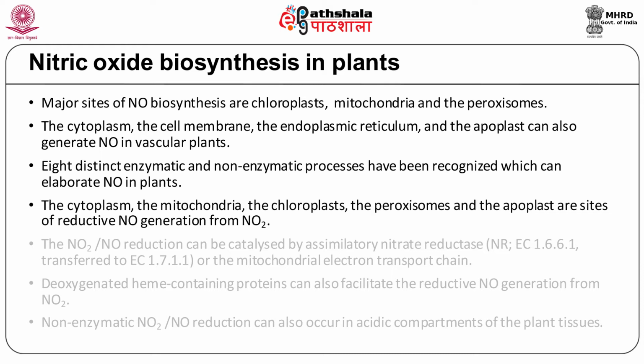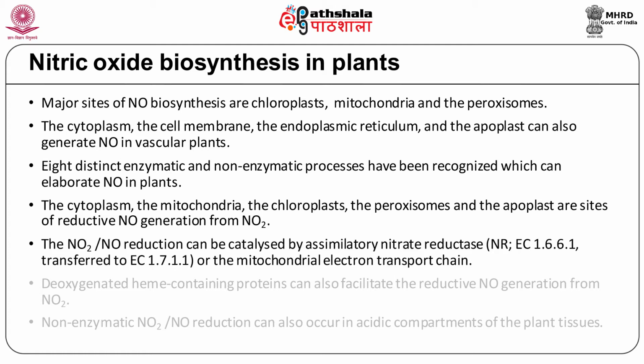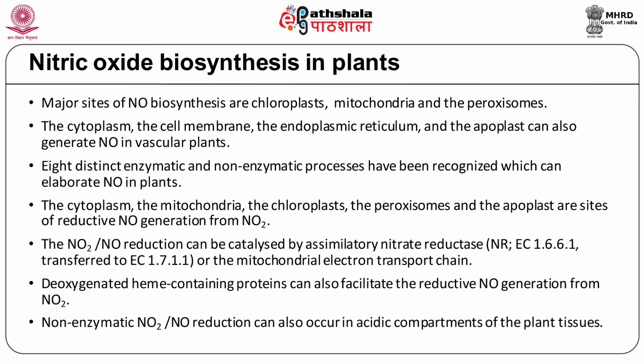The cytoplasm, the mitochondria, the chloroplast, the peroxisomes and the apoplast are the sites of reductive nitric oxide generation from nitrite, that is NO2-. The NO2- to NO reduction can be catalyzed by assimilatory nitrate reductase, NR, or the mitochondrial electron transport chain. Deoxygenated heme-containing proteins can also facilitate the reductive nitric oxide generation from NO2-. Non-enzymatic NO2- to NO reduction can also occur in acidic compartments of the plant tissues.